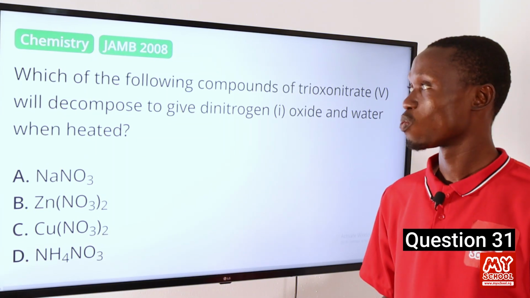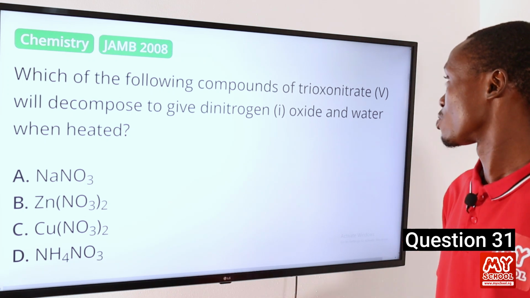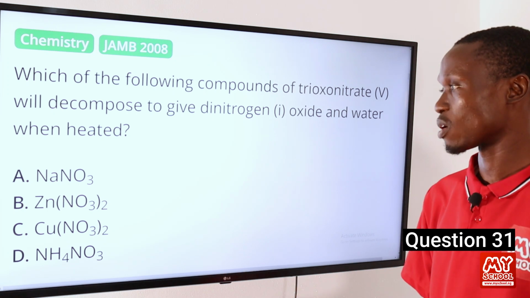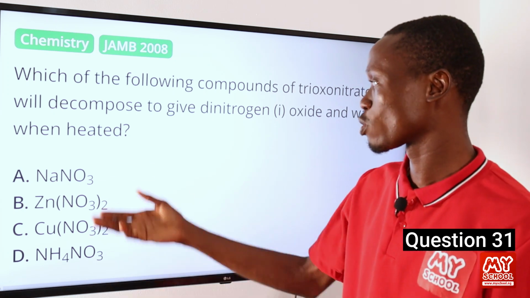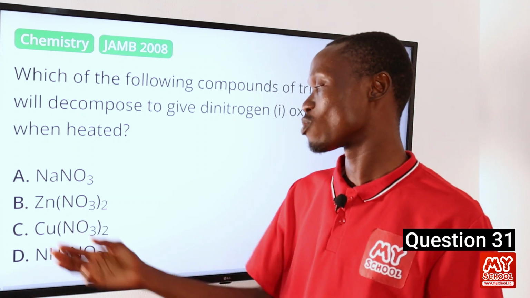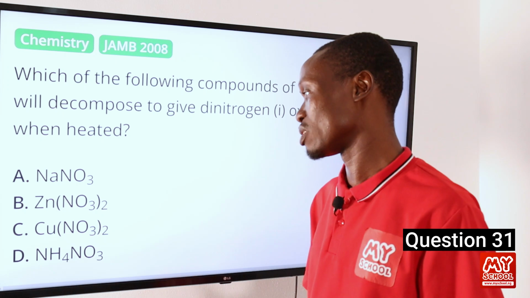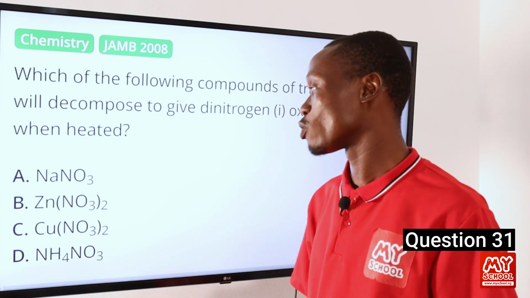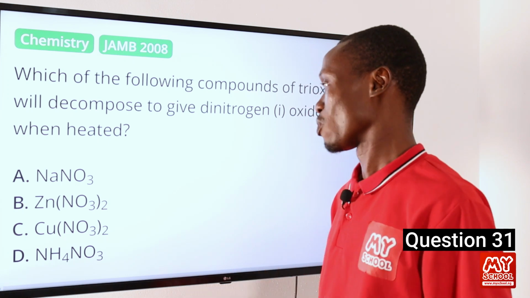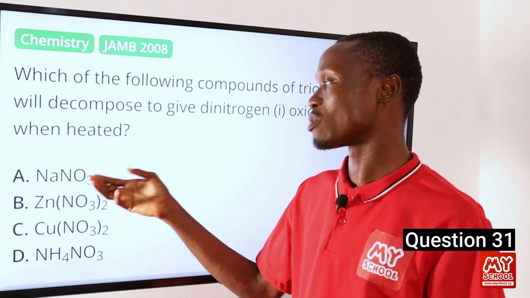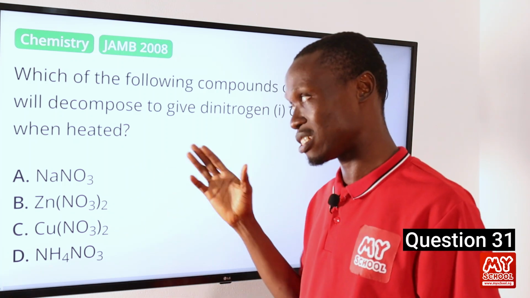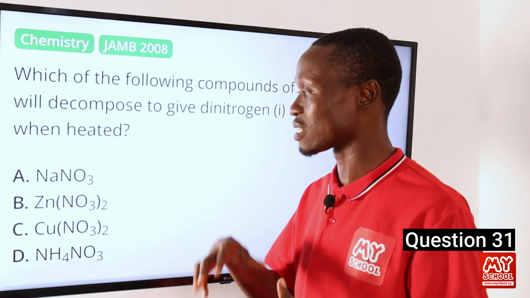Question 31. Which of the following compounds of trioxonitrate 5 will decompose to give dinitrogen 1 oxide and water when heated? A, we have sodium trioxonitrate; B, we have zinc trioxonitrate; C, we have copper 2 trioxonitrate; and D, we have ammonium trioxonitrate, or you can say trioxonitrate 5 for short. When sodium trioxonitrate is heated, the products will be sodium nitrite and oxygen.